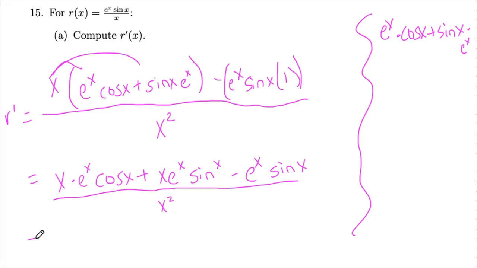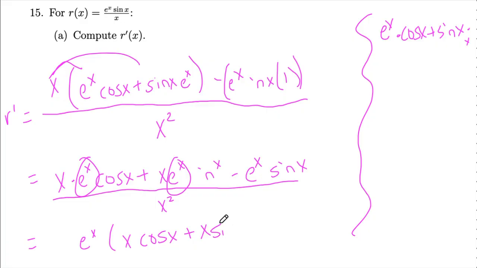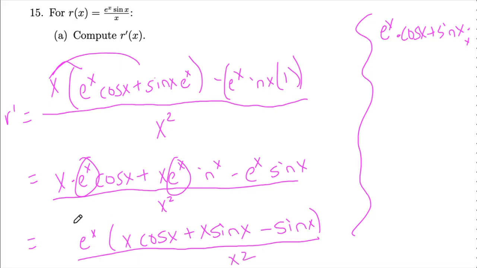So you probably see in your numerator here that we have a GCF. We have this e to the x in every term here. So let's pull that out. I apologize. I don't know why that took away some of my writing. So hopefully we can move on without that. So I would get e to the x times (x cosine x plus x sine x minus sine x) all over x squared. And this would all be equal to my r prime.